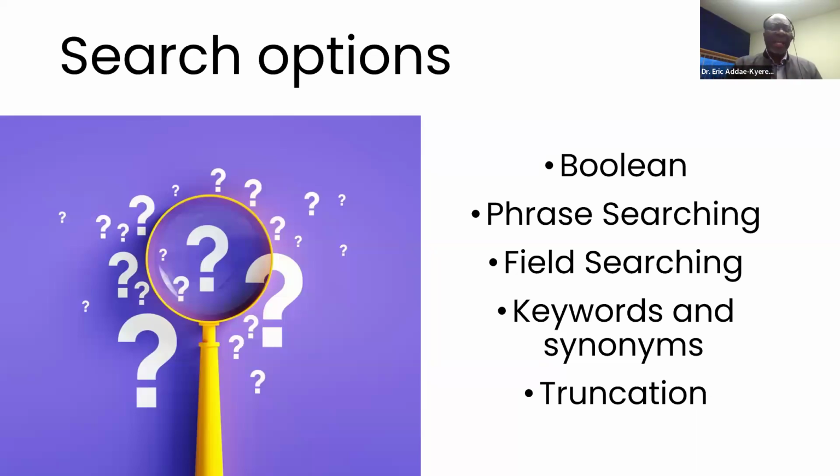Truncation is an interesting technique that a lot of the databases employ. It picks up the word, and by the use of the asterisk character, it's able to pick up words that start with the search string that you've got up to the asterisk. So if you want to search "home", for example, and you put HO with an asterisk, it will look for any words that start with HO, up to where the asterisk is. We'll see an example in a bit. So these are the different techniques or search options that you can use.